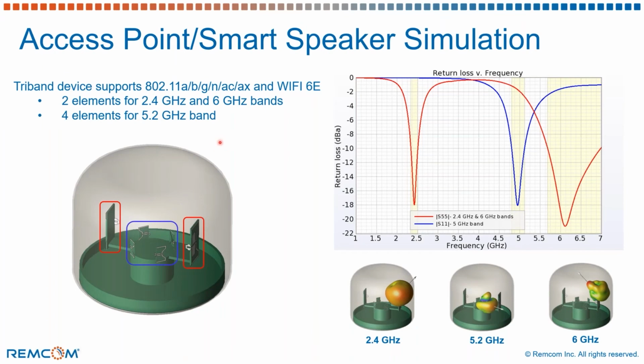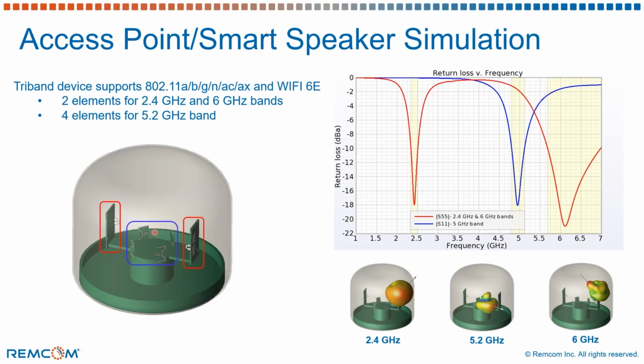The access point is designed to operate in three different frequency ranges: the 2.4, 5.2, and 6 gigahertz bands, covering and supporting most of the Wi-Fi standards, including Wi-Fi 6E. This access point contains two big planar dipole elements, marked here in red, that are operating in the 2.4 and 6 gigahertz bands, and the four smaller planar dipoles are resonating at 5 gigahertz.